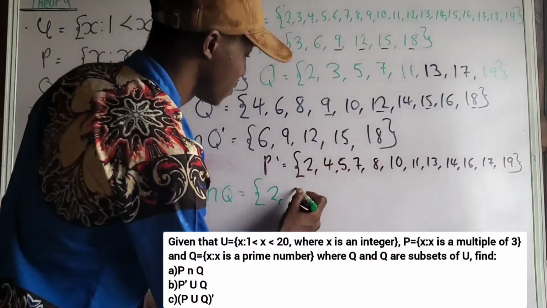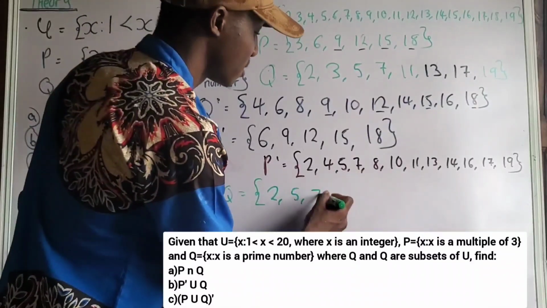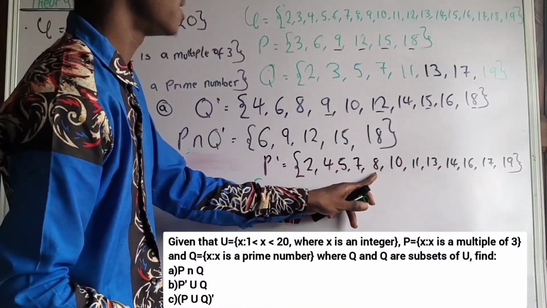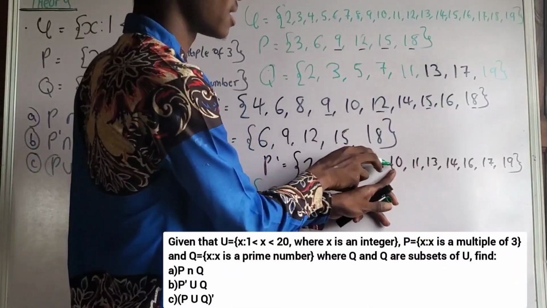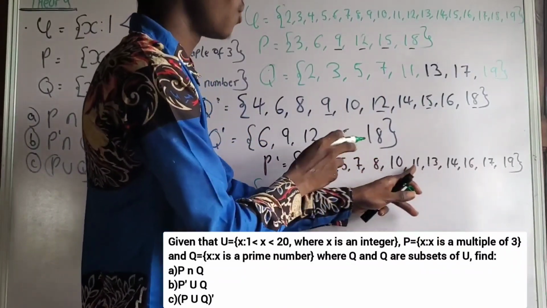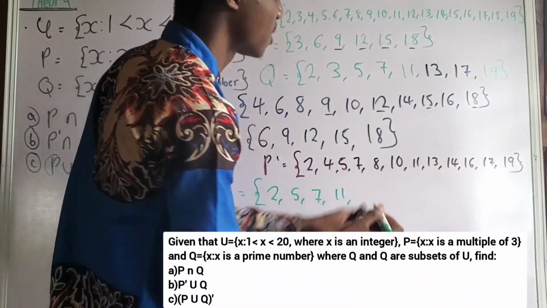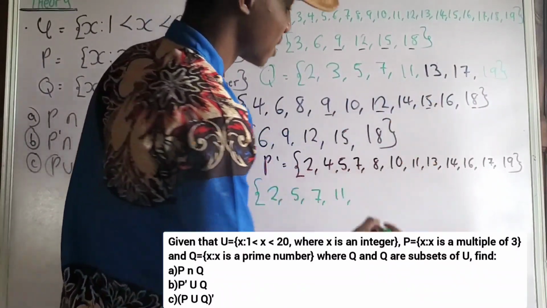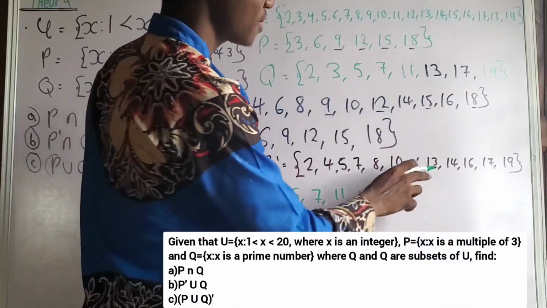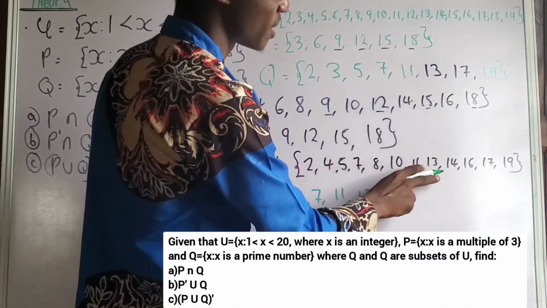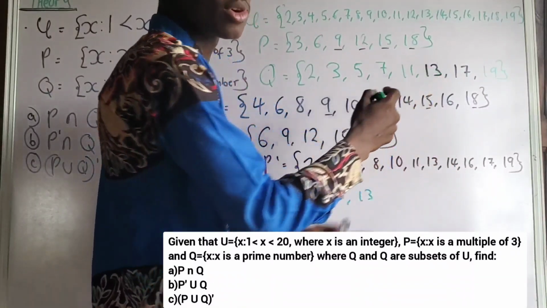5 is common. After 5, what of 7? 7 is common to them. What of 8? 8 is not common. What of 10? 10 is not present here. It is present here. We are not going to include it. What of 11? 11 is present in both sets, so I'm going to have 11. What of 13? 13 is present in both sets, so I'm going to have 13 as well. What of 17? 17 is present here, is not present here, so I'm not going to include it. 14 is present here, is not present here. I'm not going to include it.